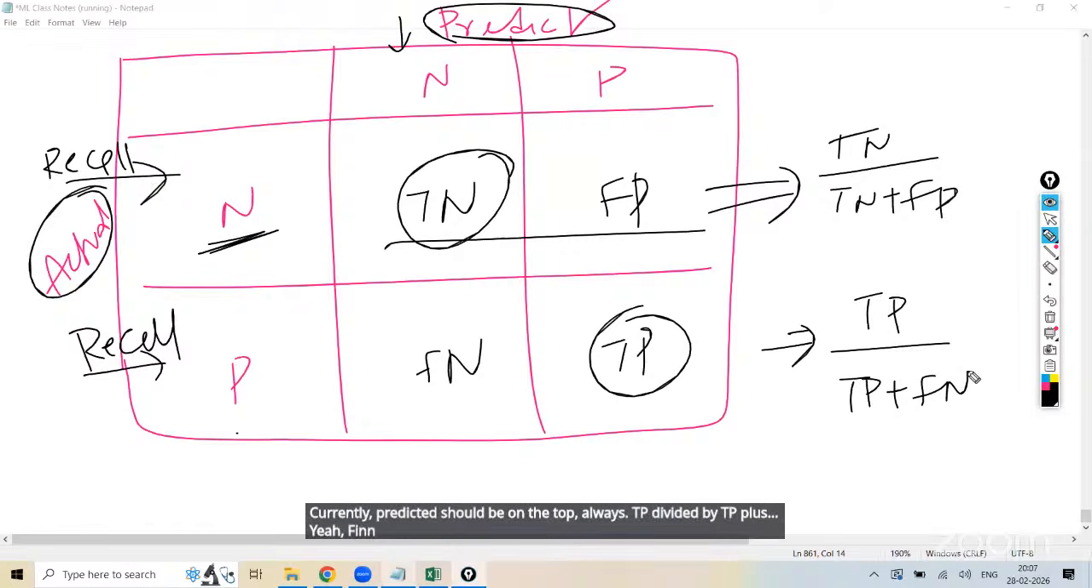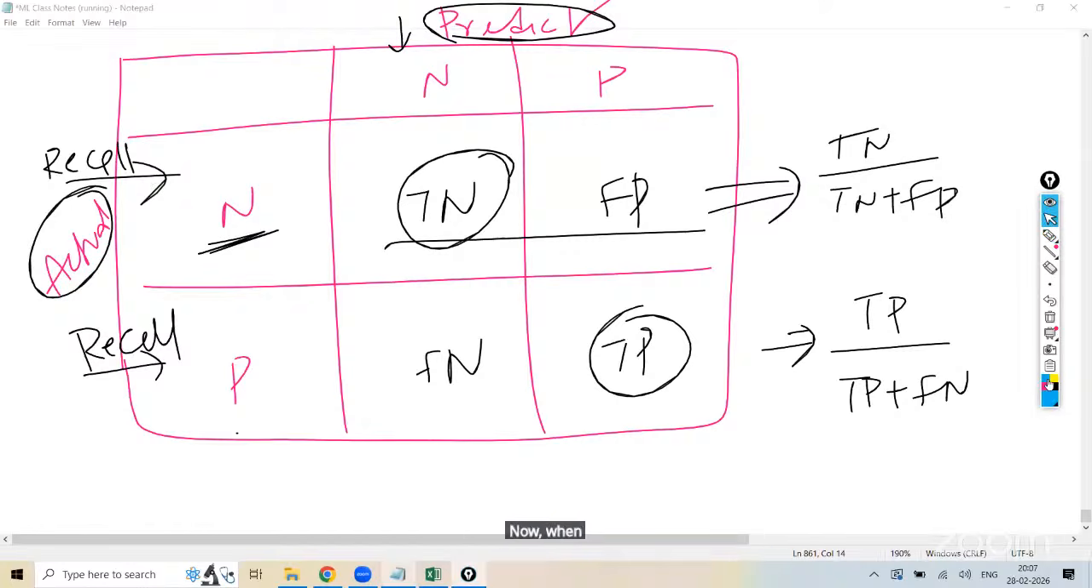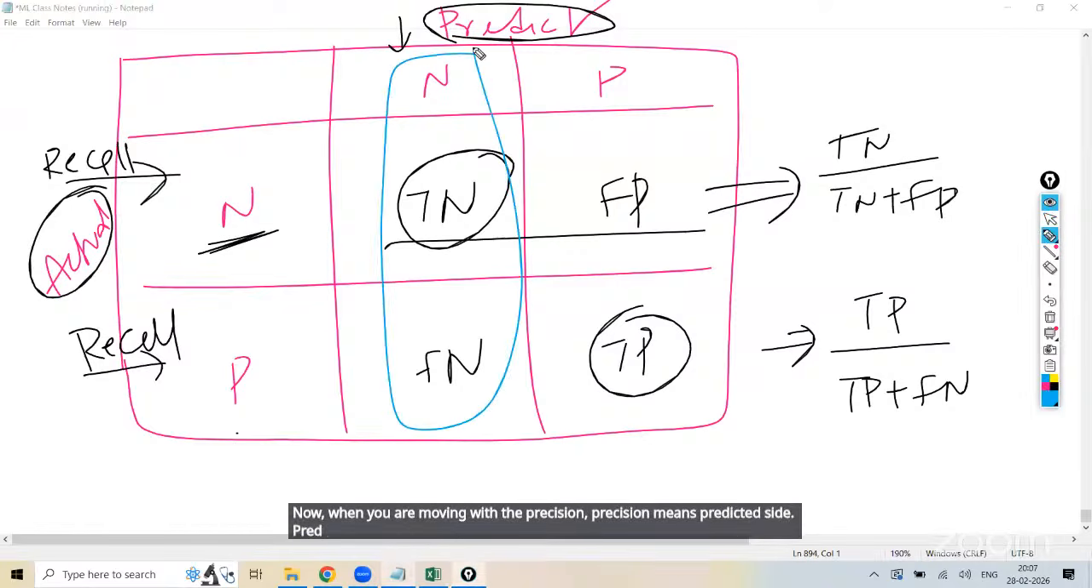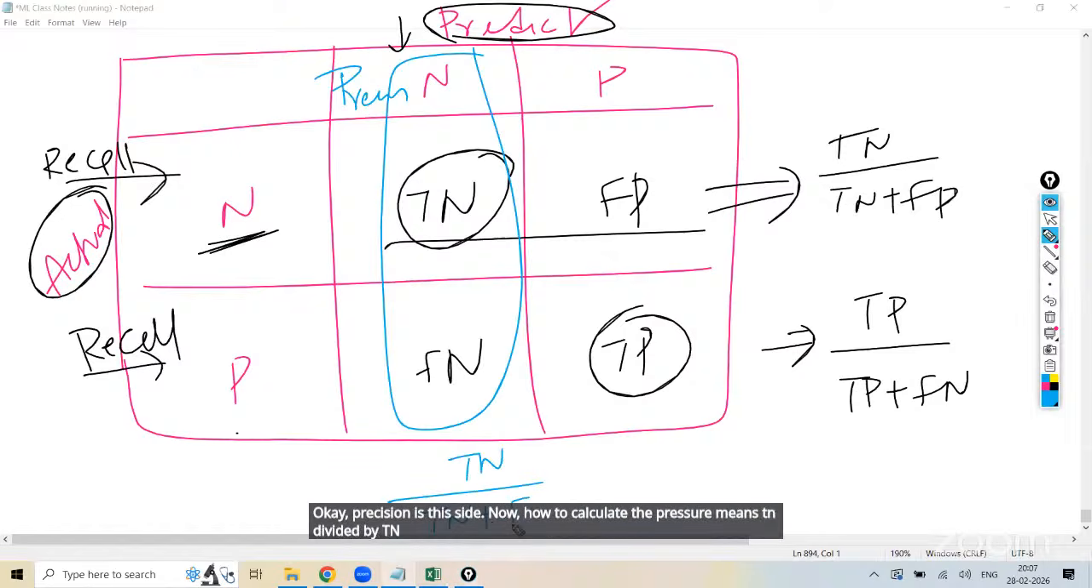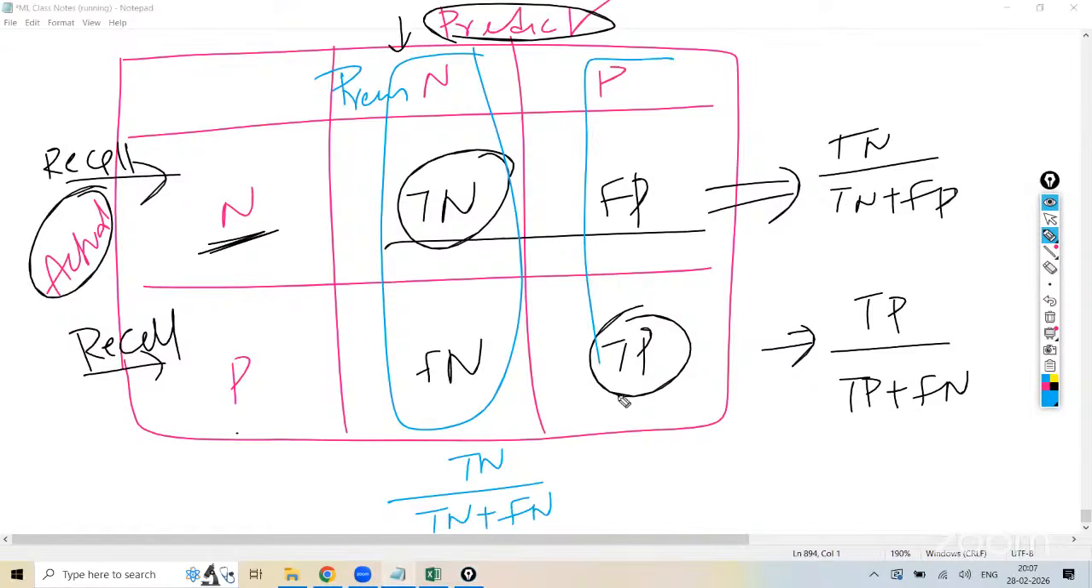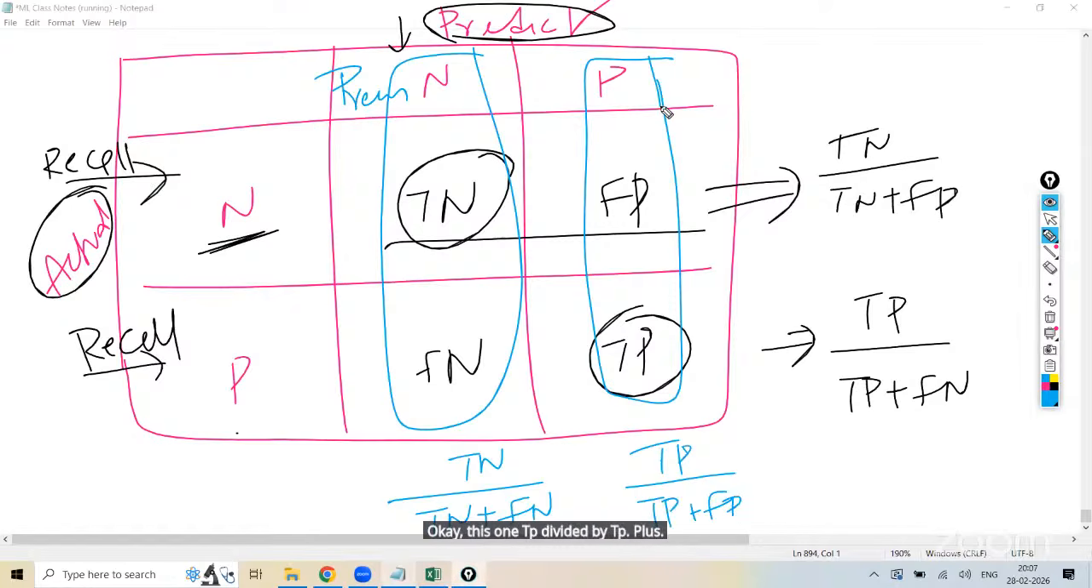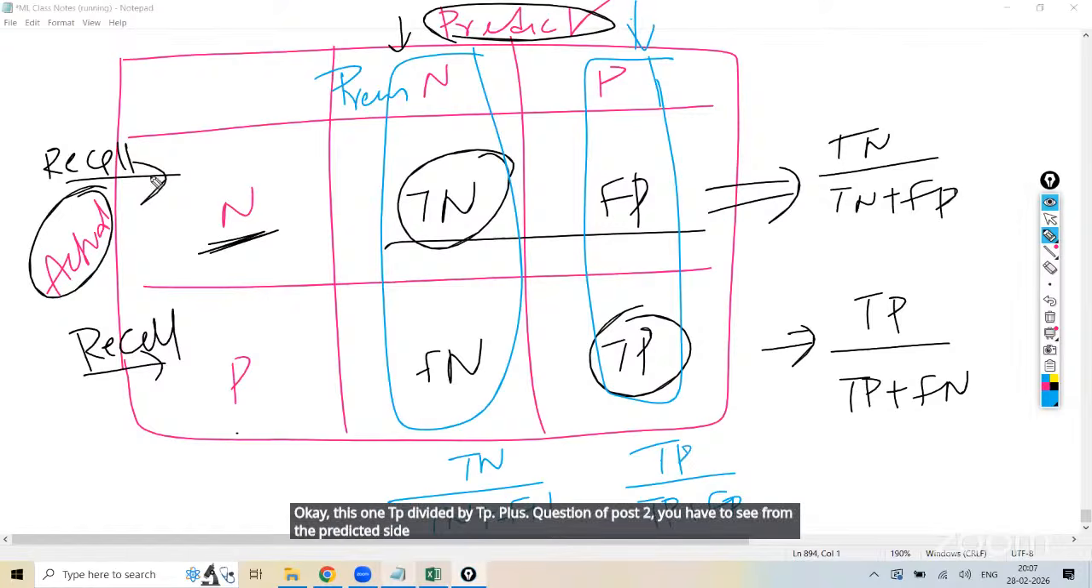Completed. Now, when you are moving to precision, that means the predicted side. Predicted side is called precision. Precision of negative is TN divided by TN plus FN. And this one is TP divided by TP plus FP. Precision of positive, you have to see from the predicted side. Recall, you have to see from the actual side.